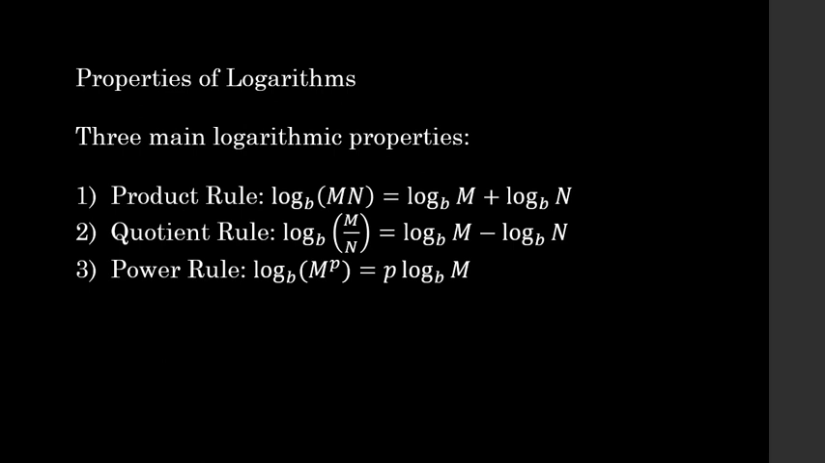Now, I want to be very clear here. You can only use this property, you can only use this rule, when the power is on something that's inside of your logarithm. If you have the entire logarithm being raised to some power, you cannot use this property. So if I had, say, log base b of m, and this whole thing raised to the p, I cannot pull that power out front. I cannot say this is equal to p times log base b of m. No good, cannot do that.